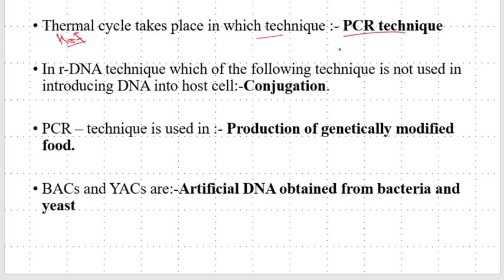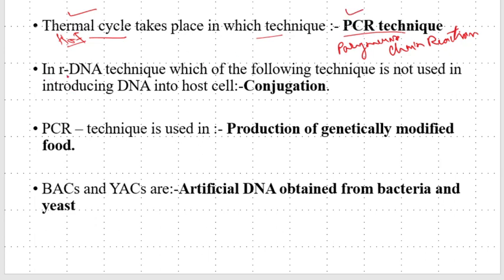What is the full form of the PCR? Polymerase chain reaction. So there are various steps. Here the thermal cycle means you will find 95, 75, 45 degrees, and many bacteria or enzymes that work in the heat are used. That is why it is written thermal cycle. Takes place in which technique? So don't get confused with gel electrophoresis or anything; that is the PCR.